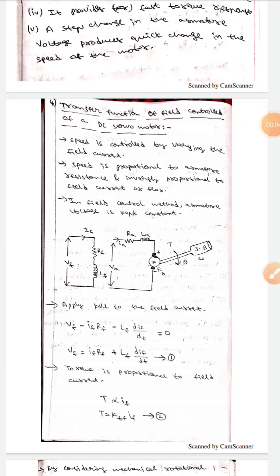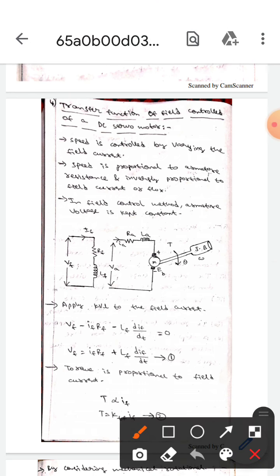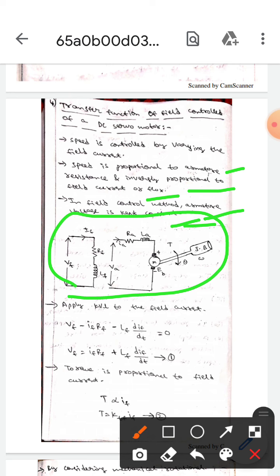Today we are here to discuss the transfer function of a field controlled D.C. servo motor. Here speed is controlled by varying the field current. Here speed is proportional to the armature resistance and inversely proportional to the field current or flux. Whereas in the field control method, armature voltage is kept constant. This is the circuit diagram that represents it.